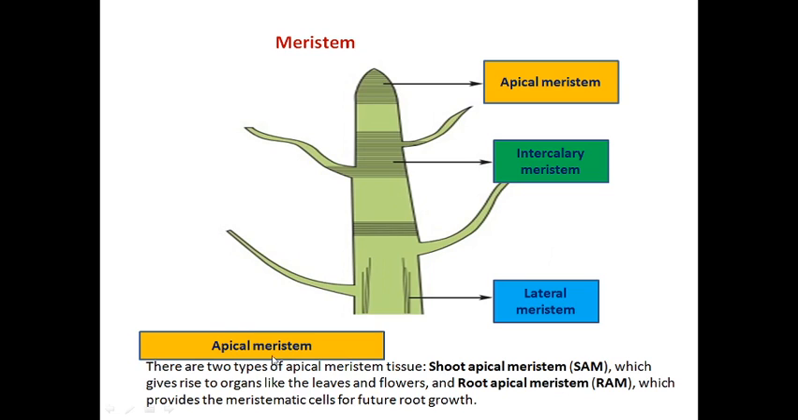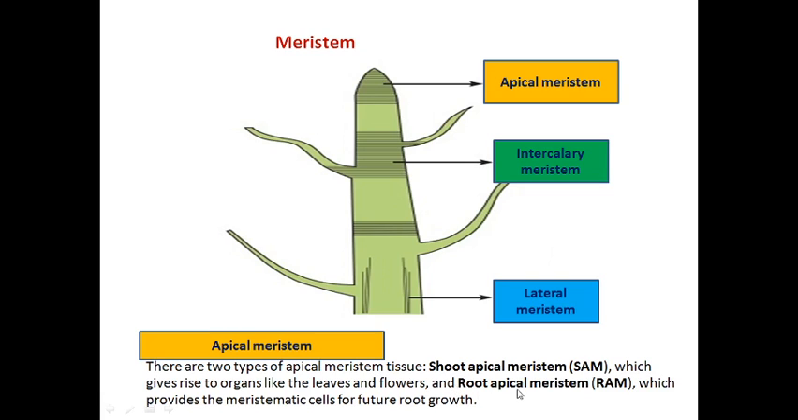Let me tell you, this apical meristem is of two types. Shoot apical meristem, which gives rise to organs like leaves and flowers. Please remember this: the shoot apical meristem, which is present at the apex of the stem and gives rise to organs like leaves and flowers, is called the shoot apical meristem.